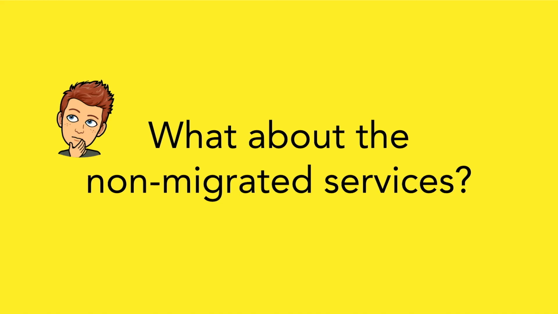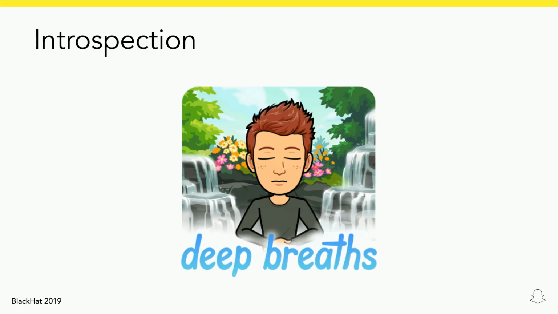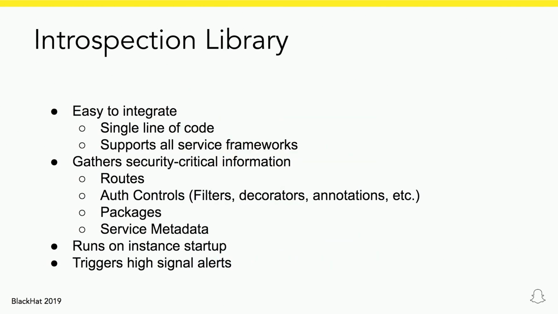So we're trying to get everyone into this new mesh world that we have, but we still have this problem of we have a bunch of existing services that were created and they aren't built for the mesh right now, and they existed before we had a lot of these controls in place. So in order to handle this case, we first did a lot of introspection to think how we're going to solve this problem, and we created something we call the introspection library.